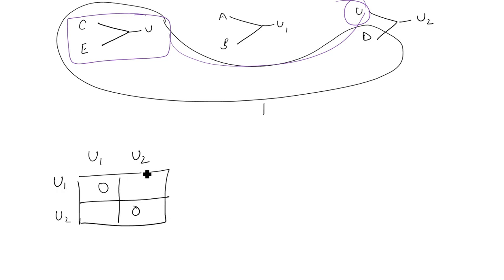So how will you do this? The process is again the same. What is U1? U1 is A and B. What is U2? U2 is U and D. And U is C and E.